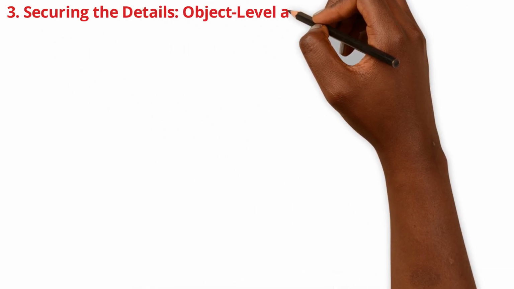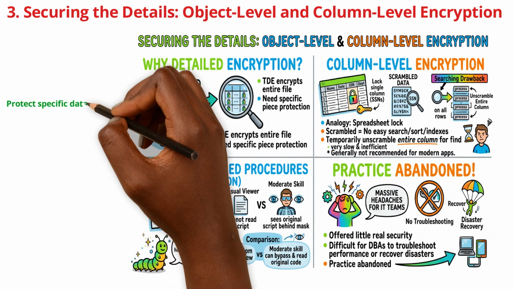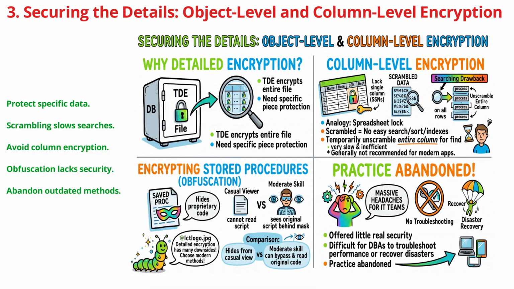While encrypting an entire database is essential, sometimes you only need to protect specific pieces of information. You could use column-level encryption to lock down sensitive items like social security numbers, but beware, it makes searching your database incredibly slow and inefficient. You might also encounter encrypted stored procedures designed to hide proprietary code. However, this is merely obfuscation, not true security. It causes massive headaches for troubleshooting and is a practice best abandoned today.